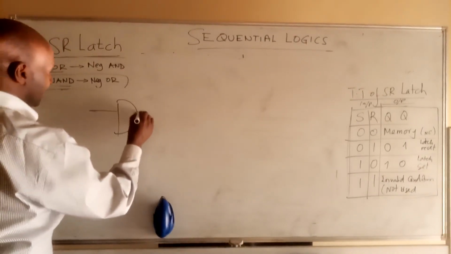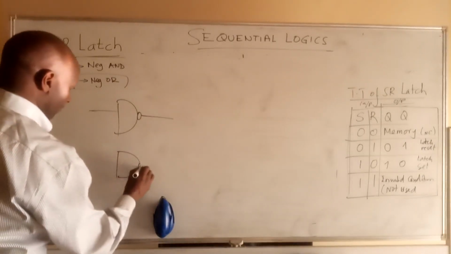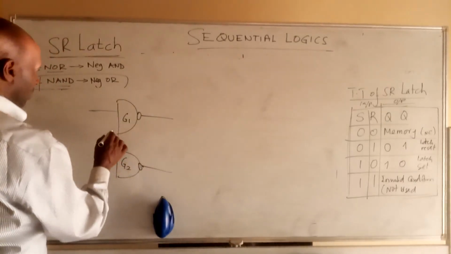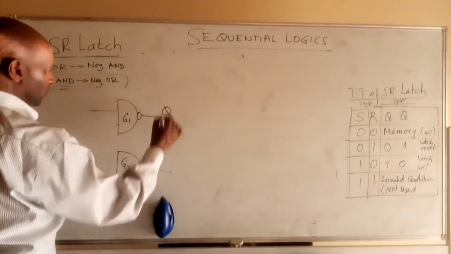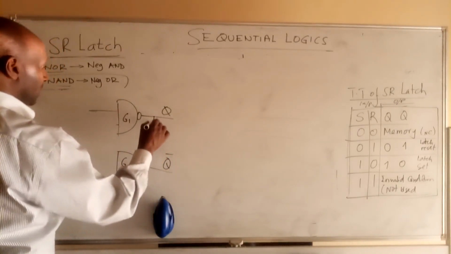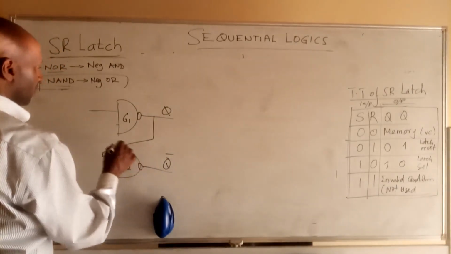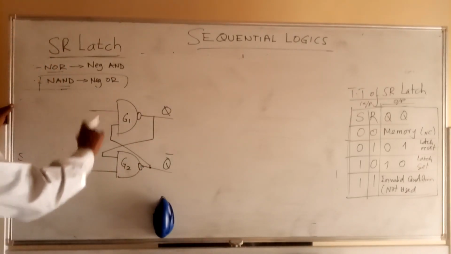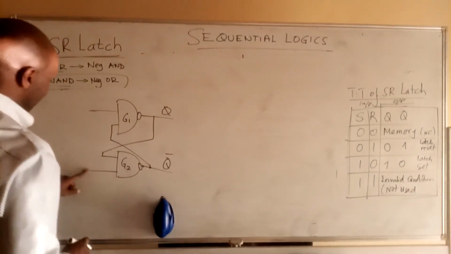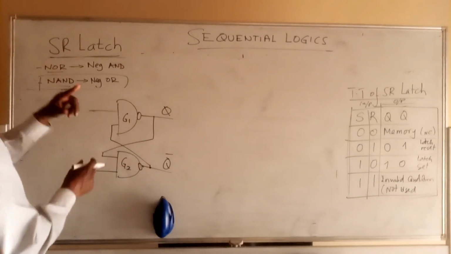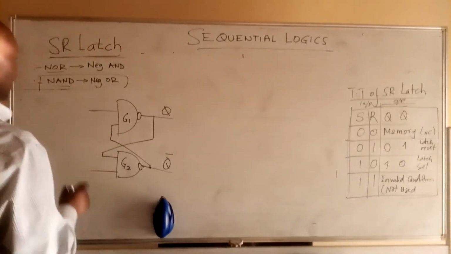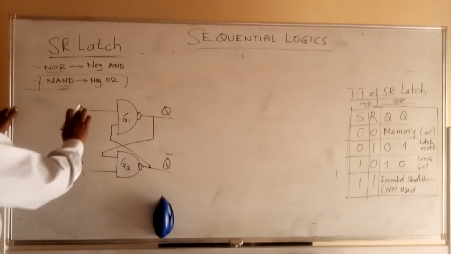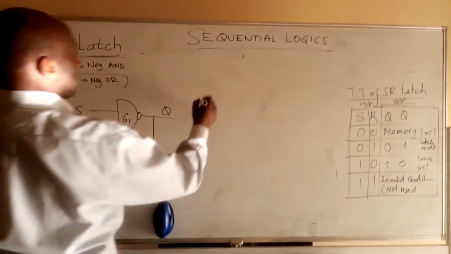We will use NAND gates. We use 2 NANDs. Let us say this is G1, G2. Now, the output Q bar will be coupled like this as inputs to G1 and G2. So now, as I said, it is the opposite of the NOR latch. This will be S, this will be R. Good. So now, friends, in this case, the truth table will be like this.